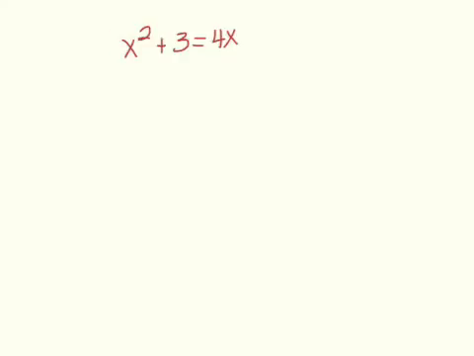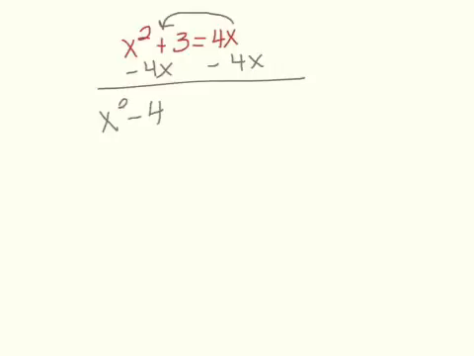To solve this quadratic, the first thing I'm going to do is put this into standard form, which means all three terms need to be on the left side. So by doing that, I'm going to move the 4x by subtracting it to the other side. So I have x squared minus 4x plus 3 equals 0. At this point, I can try to factor it.